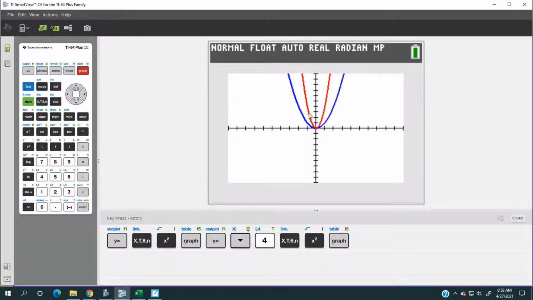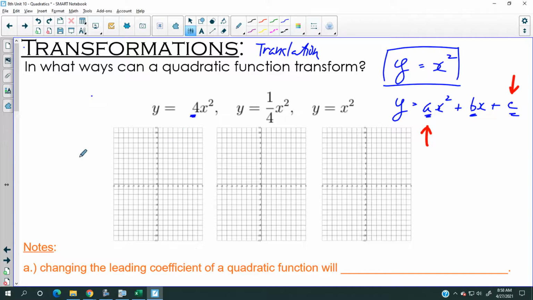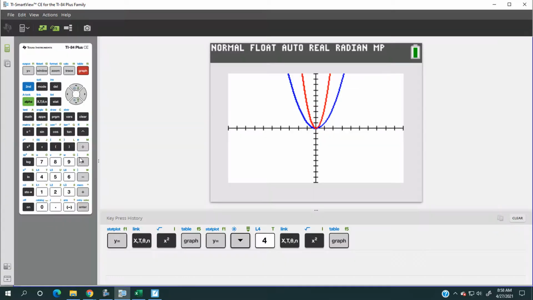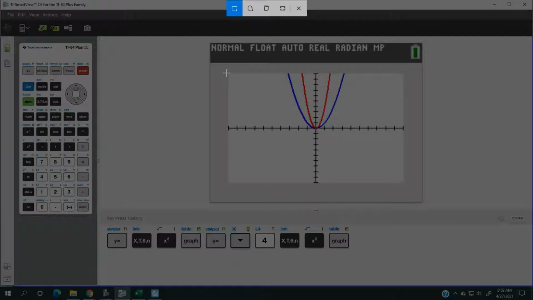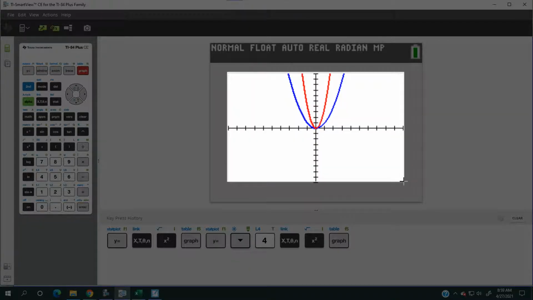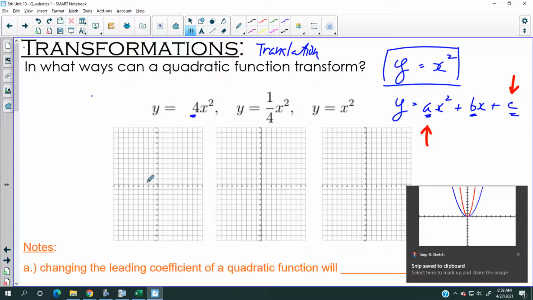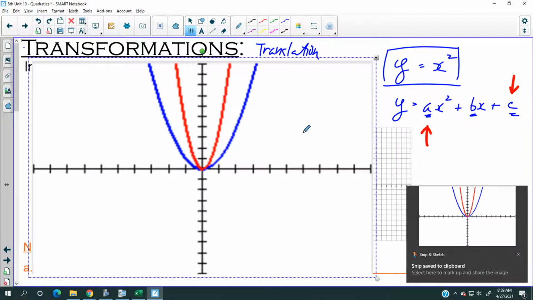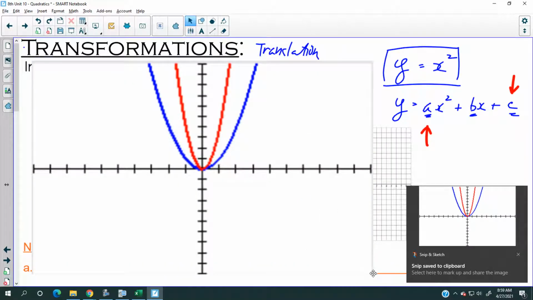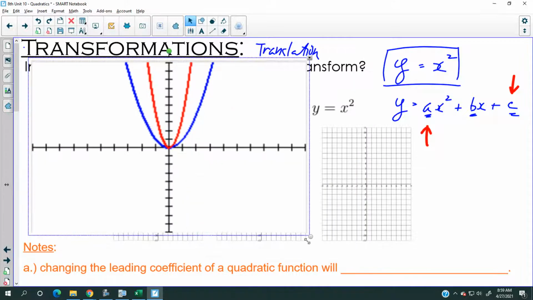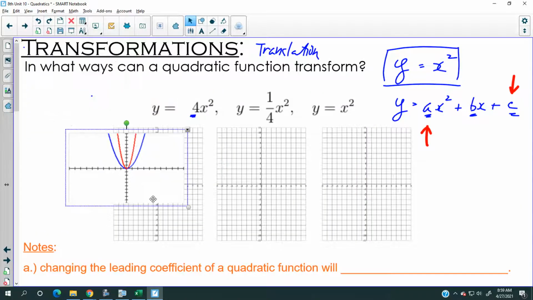Now, have you noticed? The red is the second one. That's 4x squared. What have you noticed about the graph, the U shape? Yeah, it's more narrow, right? So, okay, now, let's see, what's the best way to go about this? Actually, you know what? Let me take a snapshot of this, and then I'm going to paste it just so that you can get to see everything at once. All right? So let me make that really small, like that. All right, that should suffice.